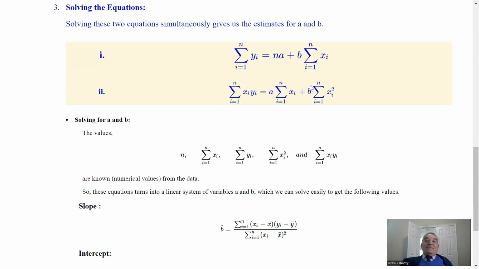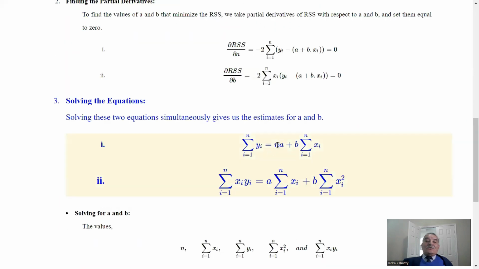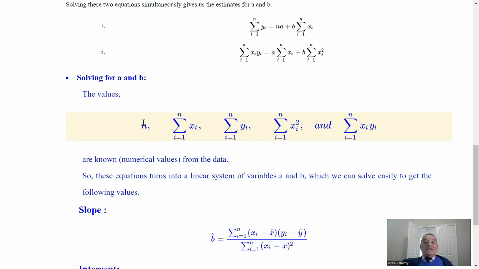With a little math, these expressions change to these equations. So these are called normal equations. We try to solve this set of normal equations to find the values of the parameters A and B, since we know these values: n, the number of data points, the sum of the x values, the sum of the y values, the sum of the squares of the x values, and the sum of the product values from the data.